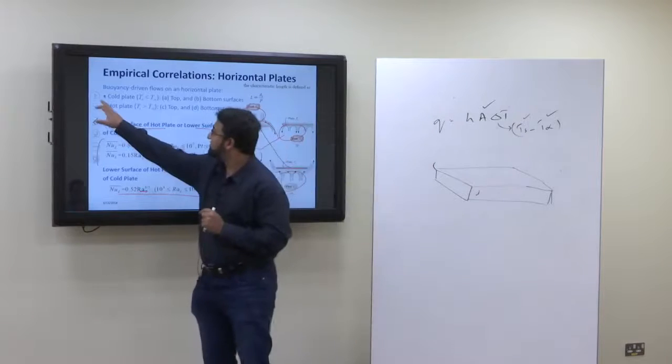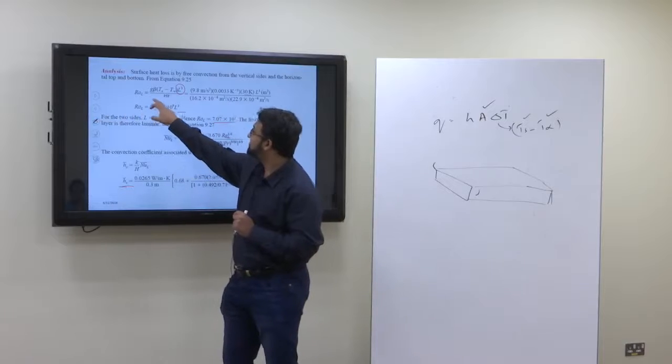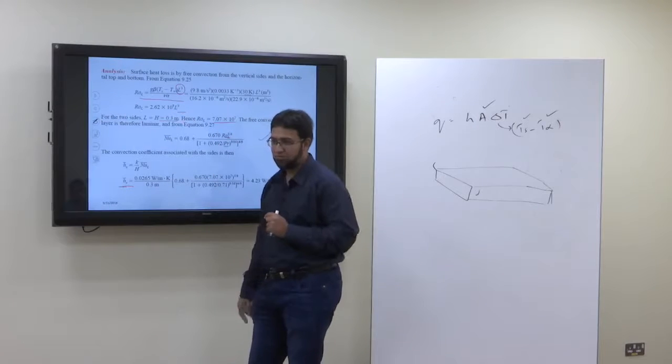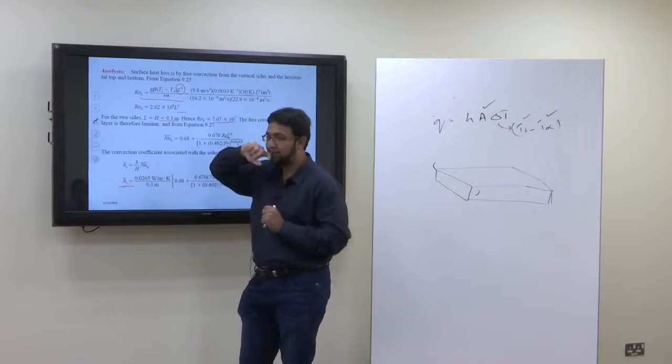Now the question arises, how do you determine the Rayleigh number? The formula for the Rayleigh number is the same. But here again the problem comes, what is the L?